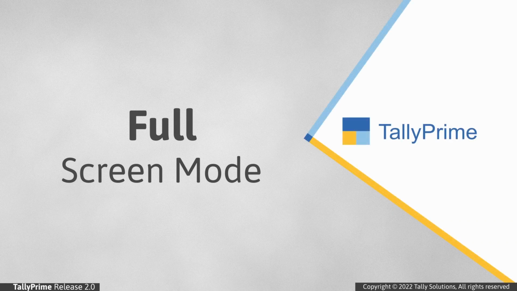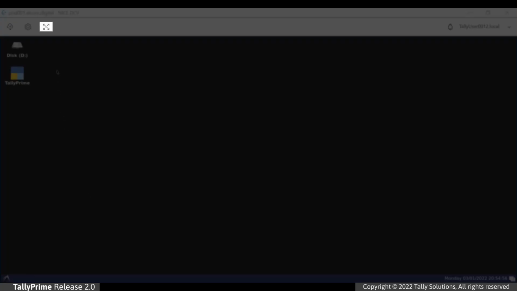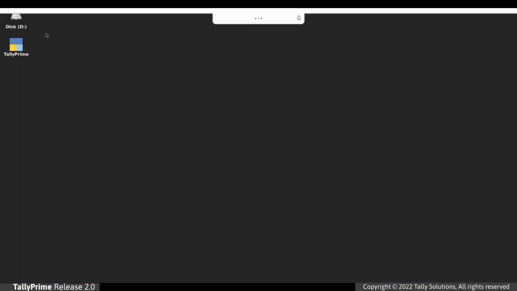Full screen mode. You can further expand the screen size by using the full screen mode. This will help you take out the Tools section at the top of the window and only view the virtual computer. If you want to use the tools, just hover the mouse toward the top and the Tools option will drop down.